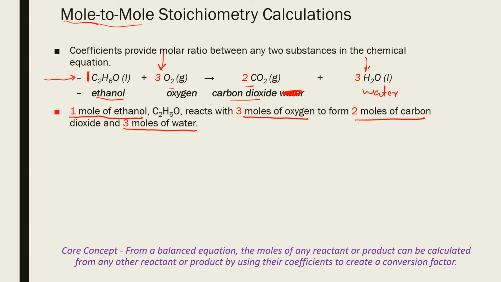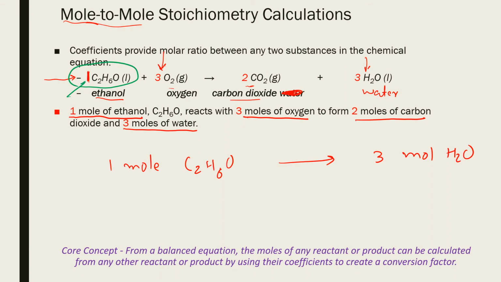So a balanced equation gives us the mole to mole relationship between any reactant and any product. For example, if I say 1 mole of ethanol gives me how many moles of water? My answer is it gives me 3 moles of water, because in the balanced equation, we have 1 mole of ethanol and we have 3 moles of water. And in this case, we are ignoring the other two.